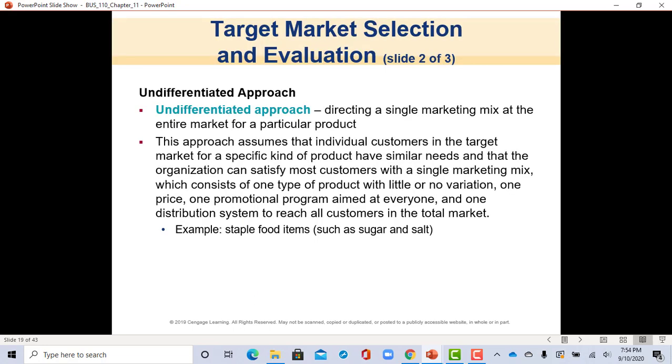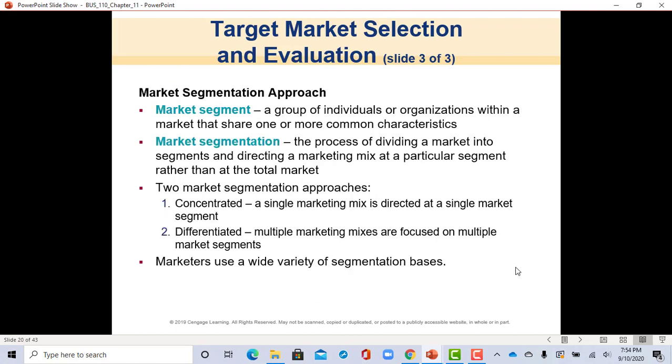And then next you have one marketing mix for the entire market. So a marketing mix is the product, price, the promotion, and then the distribution of the product. So all four of those things need to be directed to the target market. Market segmentation is required because different consumers have different needs. Marketing efforts directed at the wrong target market are wasted.